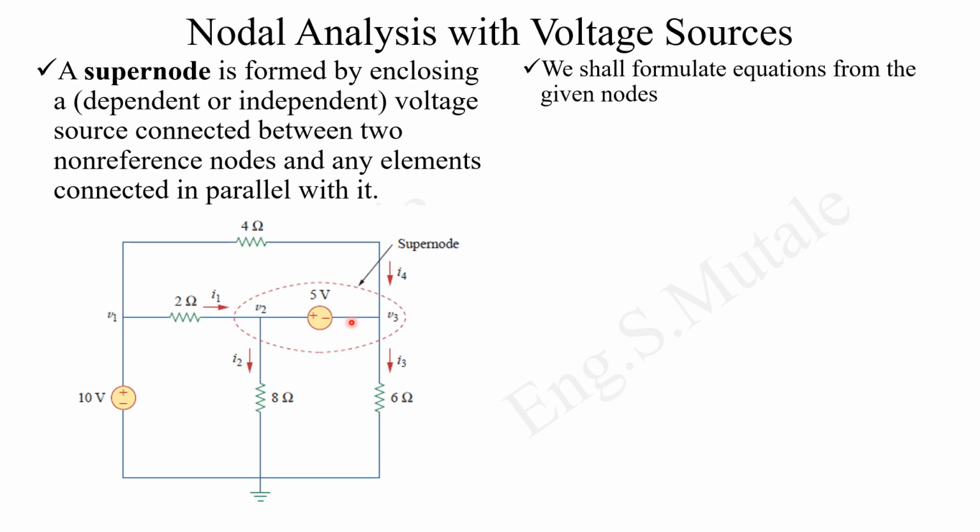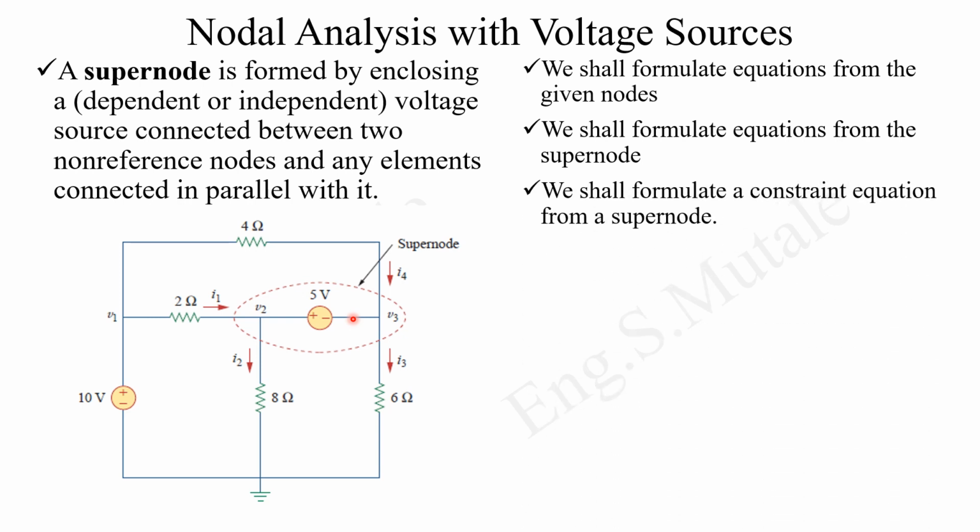So in the supernode, we're going to look at the following. We shall formulate equations from the given nodes. So like here, if you had this one, you formulate an equation according to this node. The other node is the supernode. So you formulate equations from the supernode, which is this one. Actually, it's an equation. And then you are going to formulate what we call a constraint equation.